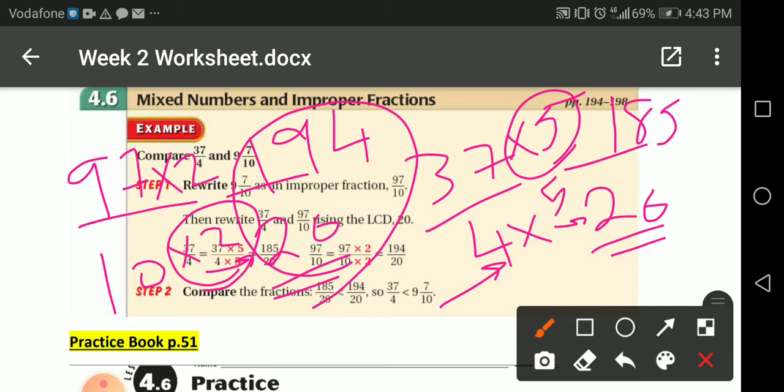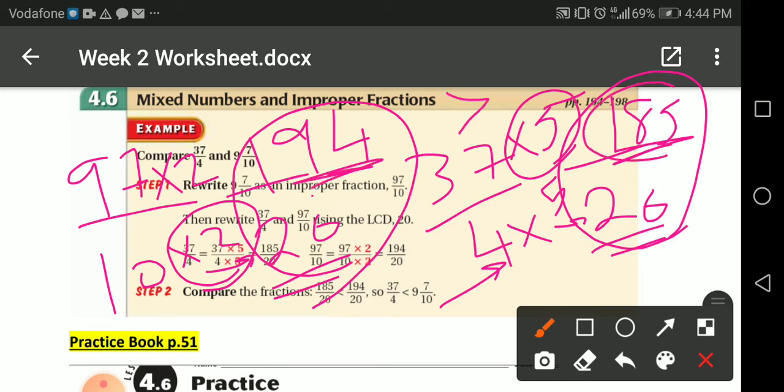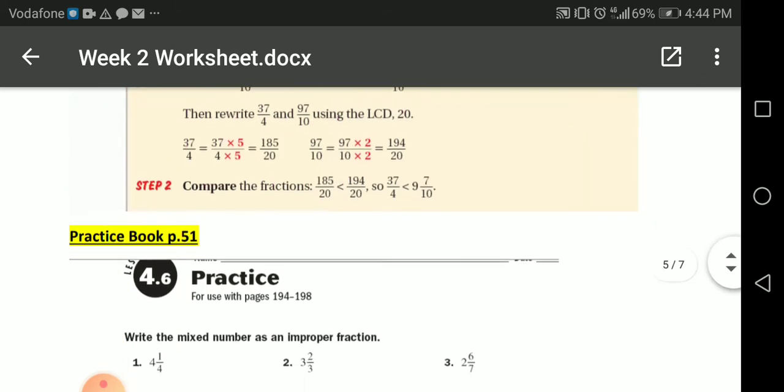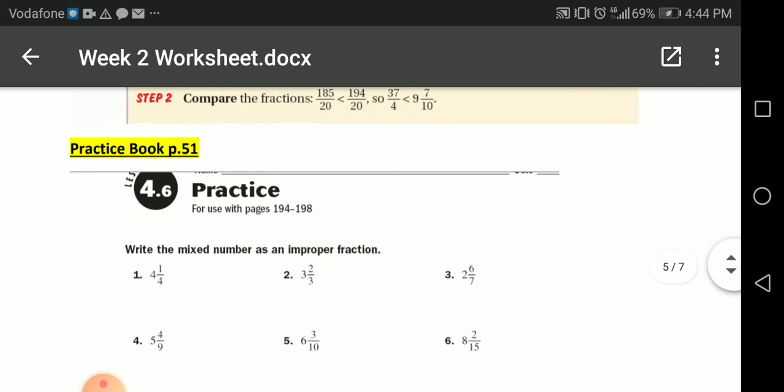And the other one is 185 over 20. Of course, I will compare the numerators. 195 is greater than 185. Okay, guys, easy one, I think so. Here is your practice book, page 51. We are going to solve some of them.